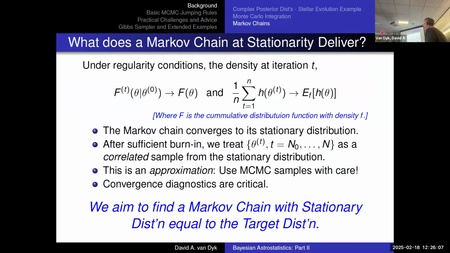Okay, and this part's a little more technical. In a bit, I'll get to some more illustrative things, but I just want to give you a bird's eye view of how the theory of these things works. What does a Markov chain at stationarity deliver? Well, the stationary distribution is the posterior distribution I actually want. For the Markov chain, the conditional distribution of the current draw given the starting value, if I run that chain long enough, the effect of the starting distribution disappears.